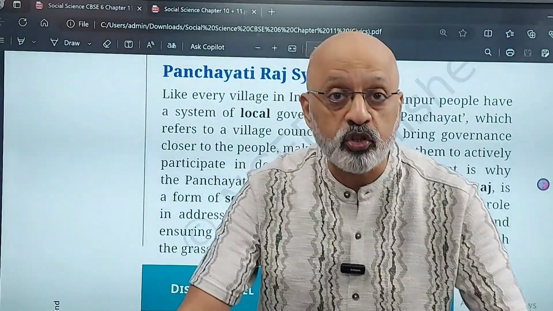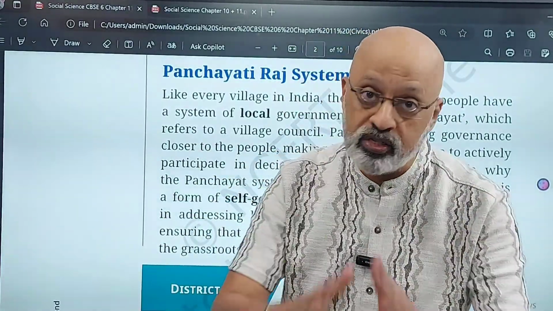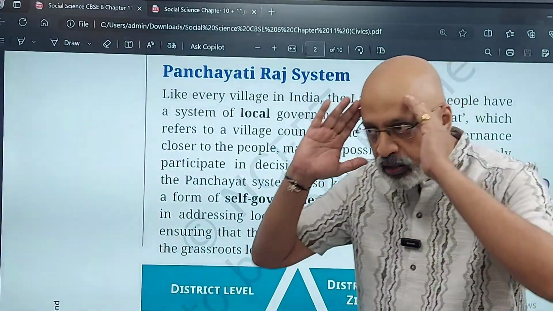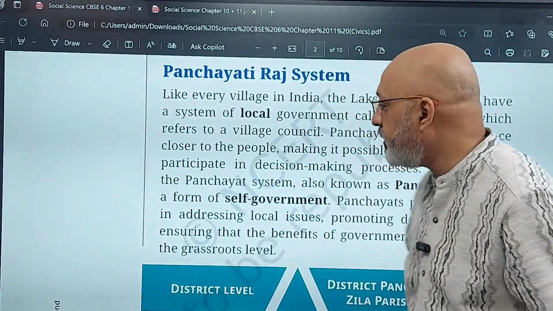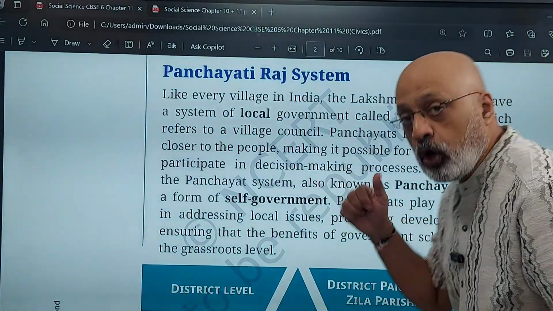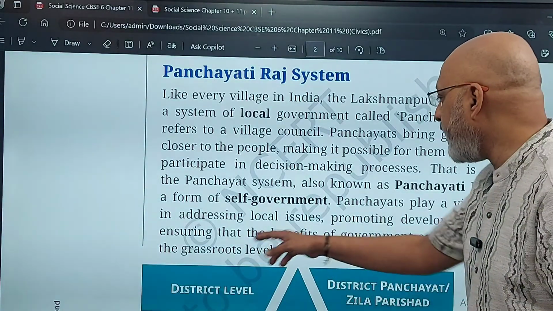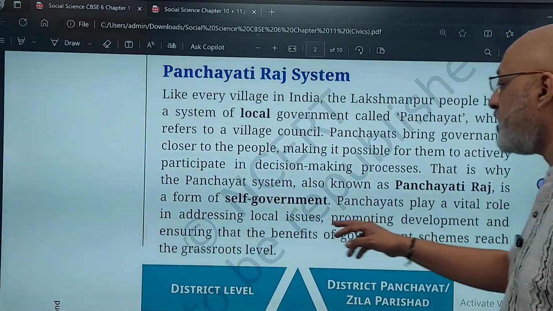This is how problems get solved. This is what Panchayat can do. This is what self-government ka models are. I'm giving you lots of examples so that you get the clarity and you also feel interested in what we are reading. Panchayats play a vital role in addressing local issues like what I just now explained, promoting development and ensuring that the benefits of government schemes reach the grassroots level.